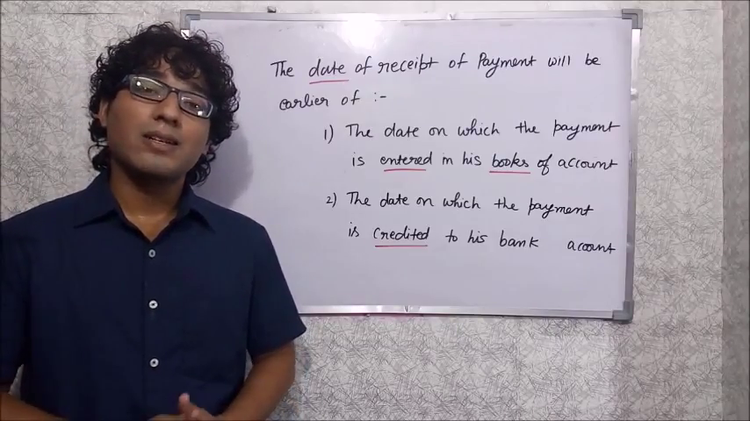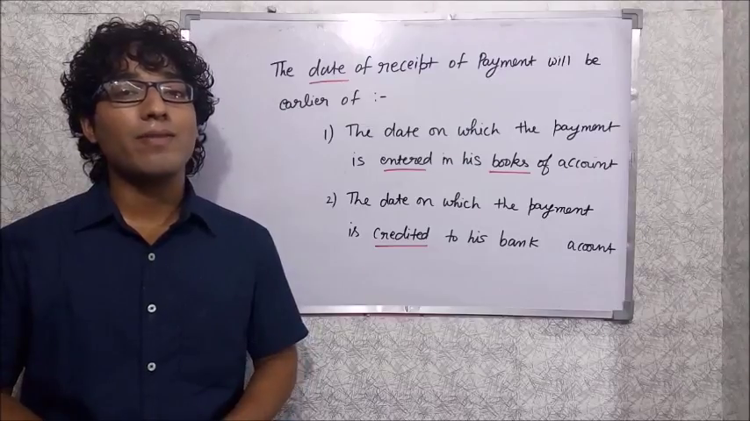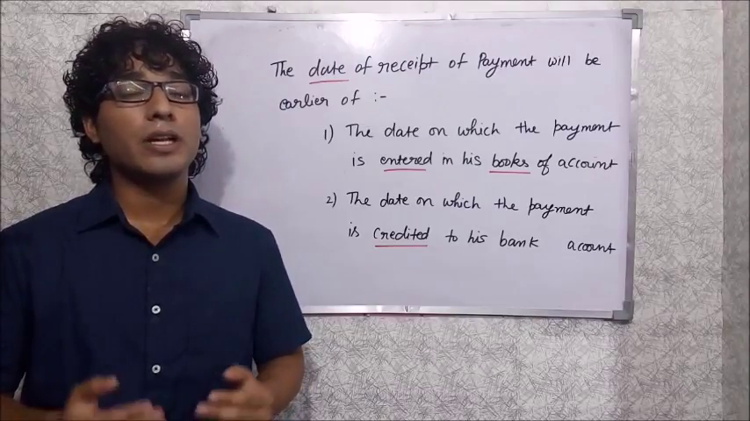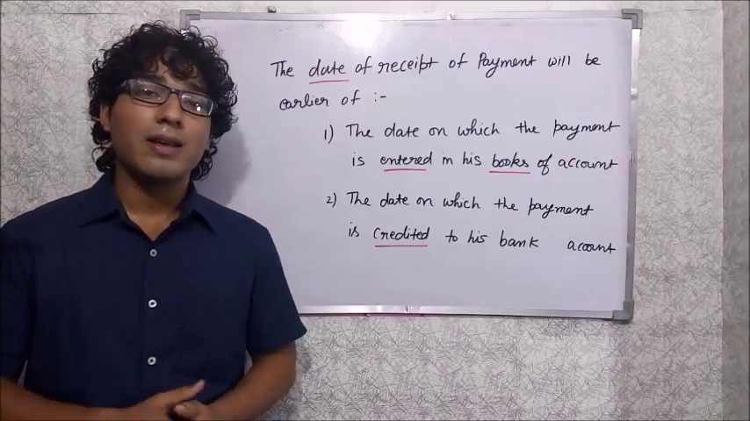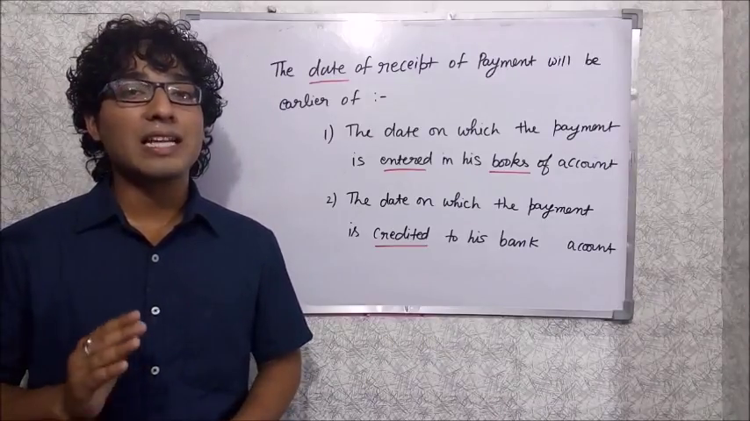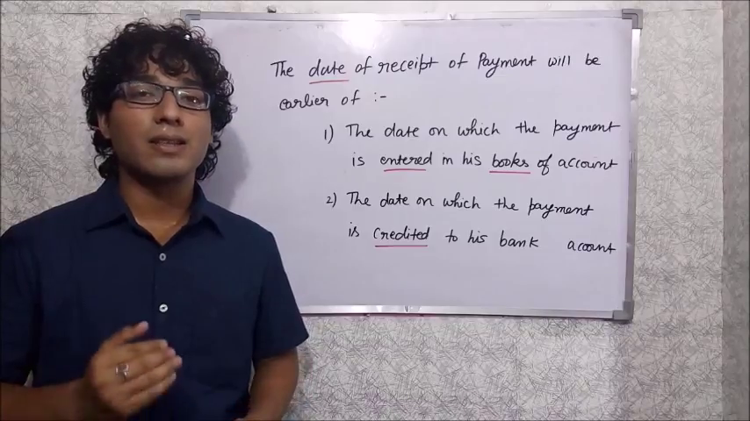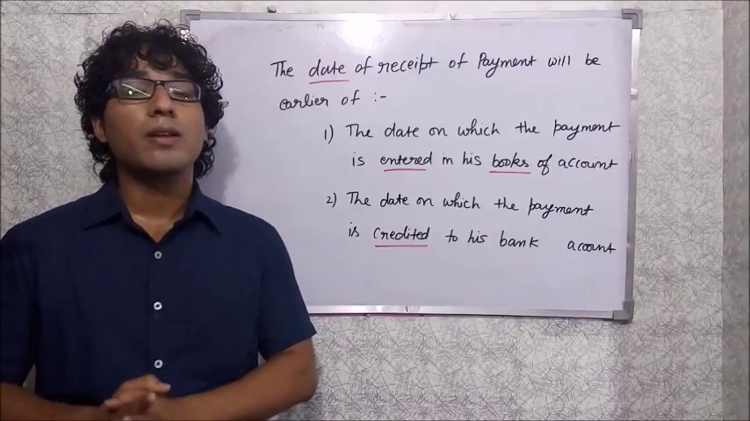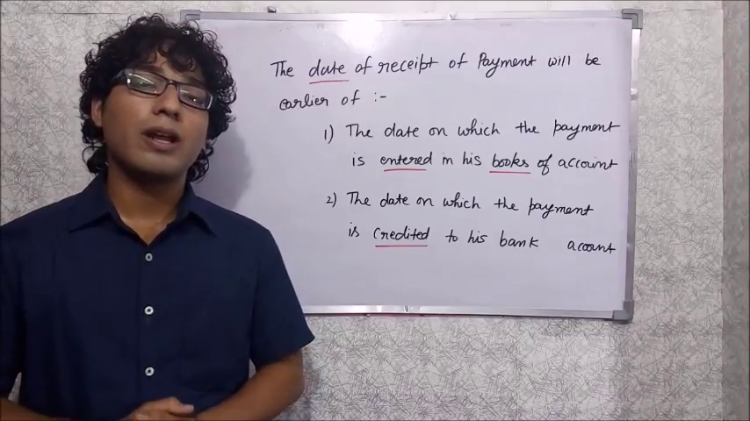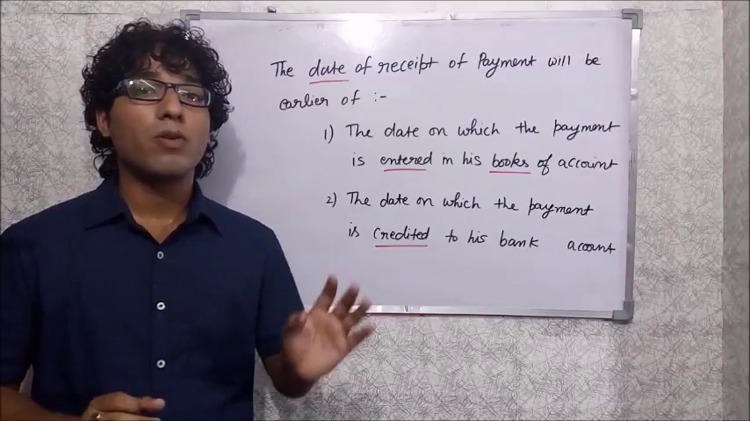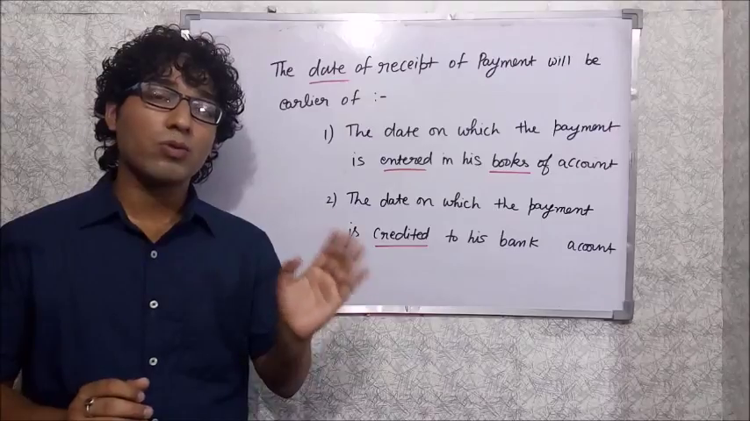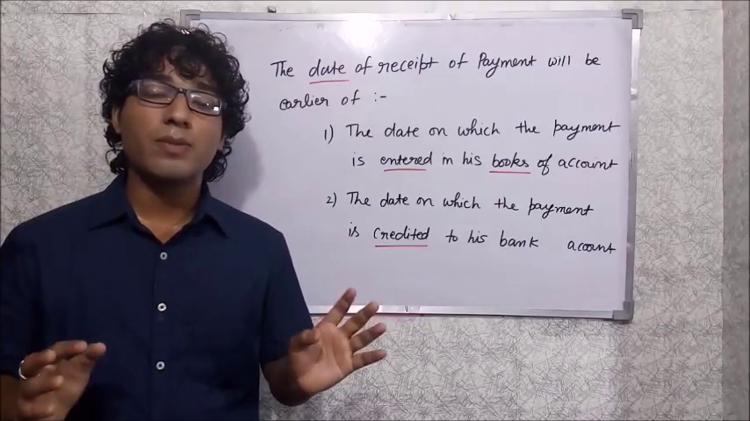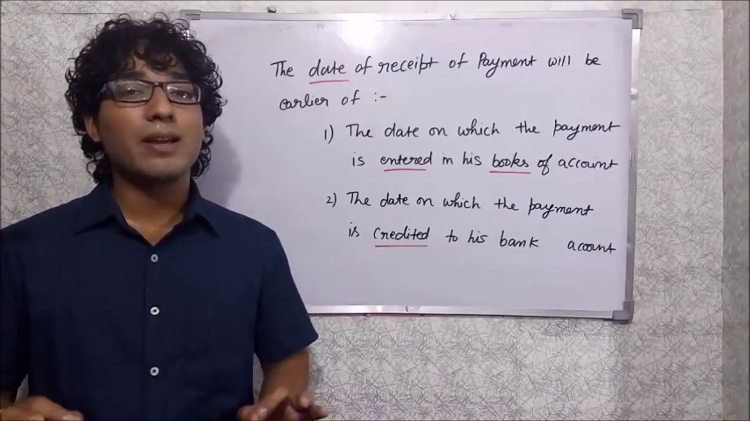Explanation 2 of section 12 talks about the date of receipt of payment by the supplier. Similarly, there is also one explanation provided under section 13, which also deals with the date of receipt of payment by the supplier. So there are two explanations, one for the time of supply of goods and one for the time of supply of services, but both explanations are similar.